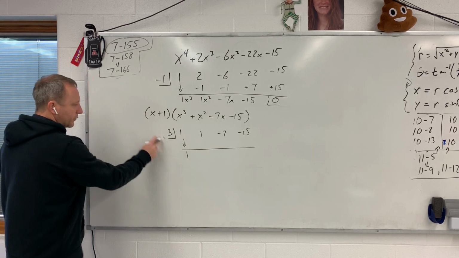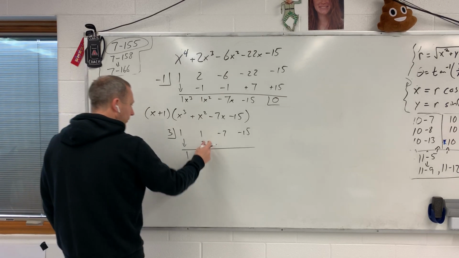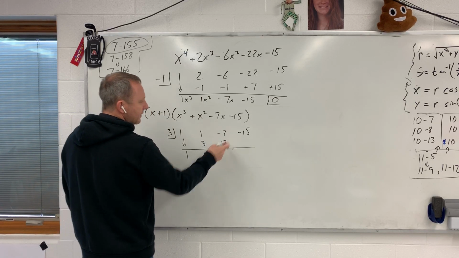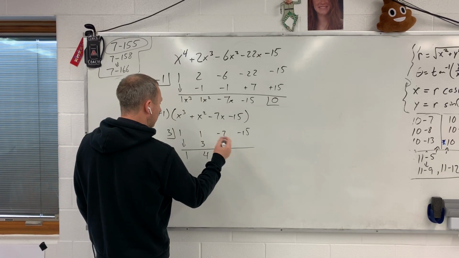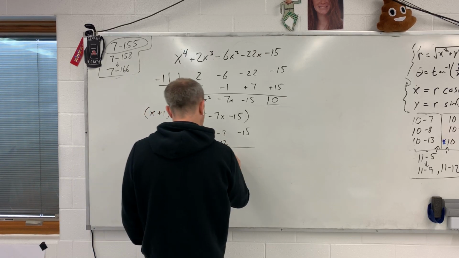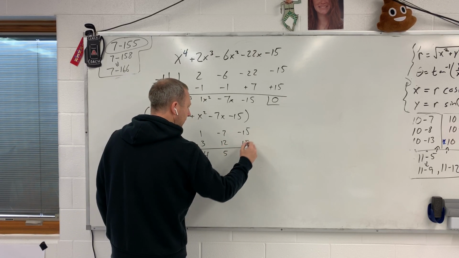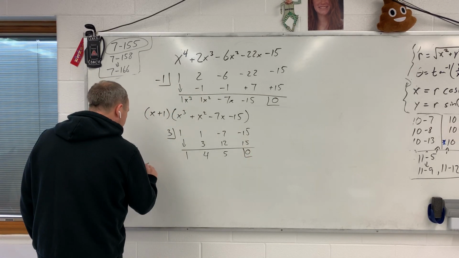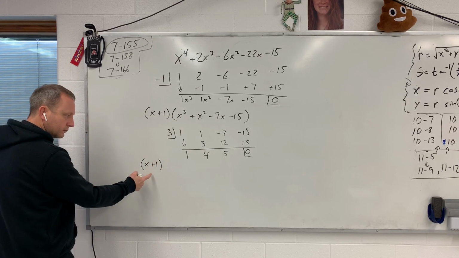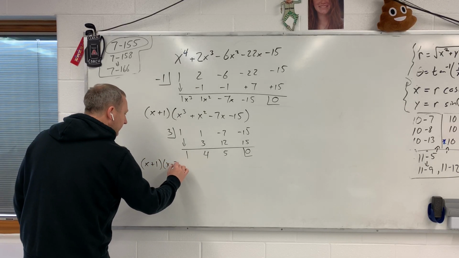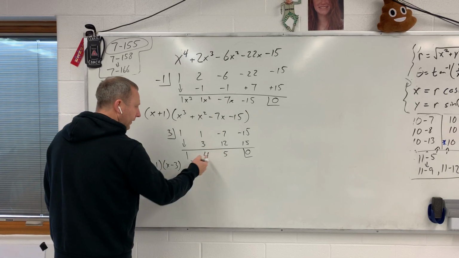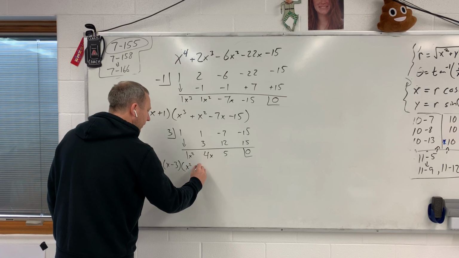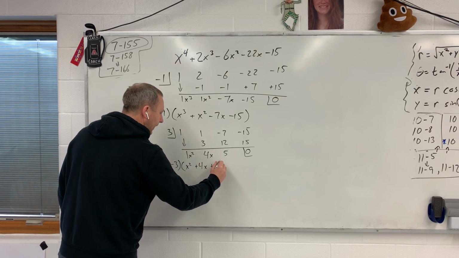Bring down the 1. 3 times 1 is 3. 1 and 3 is 4. 3 times 4 is 12. -7 plus 12 gives me 5, right? Positive. 3 and 5, 15, 0. Again, good. So we took out that original -1, then we took out a +3, and we're left with this. Again, whole numbers, x's, x squared. So we're left with x squared plus 4x plus 5.